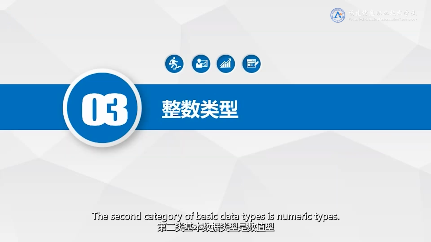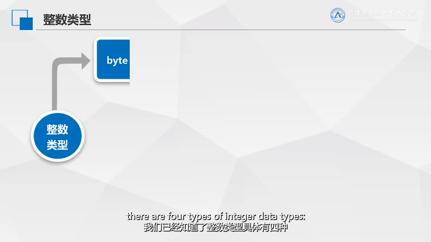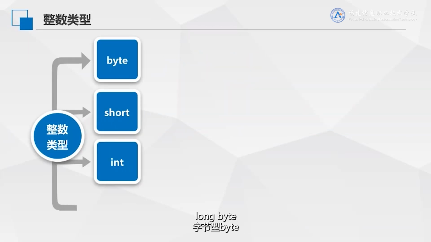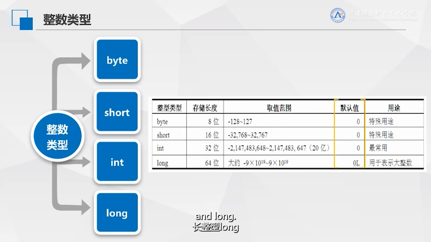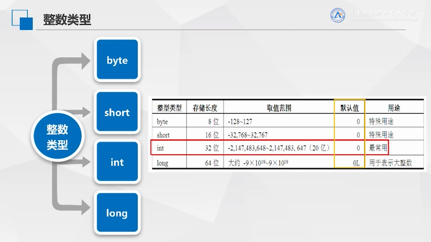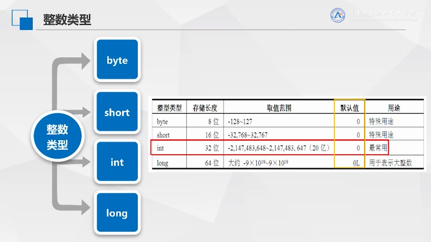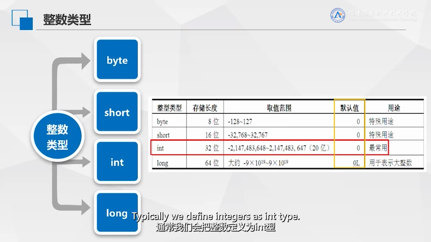The second category of basic data types is numeric types. Let's learn about integer types first. As mentioned before, there are 4 integer data types: byte, short, int, and long. They store 8 bits, 16 bits, 32 bits, and 64 bits, respectively. The default values for these 4 integer types are all 0. Typically, we define integers as int type.